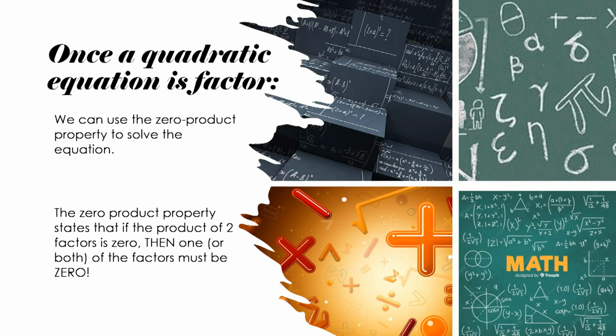All right, once a quadratic equation is factored, we can use the zero product property to solve the equation. The zero product property states that if the product of two factors is zero, then one or both of the factors must be zero. Now, let's see what all that means.